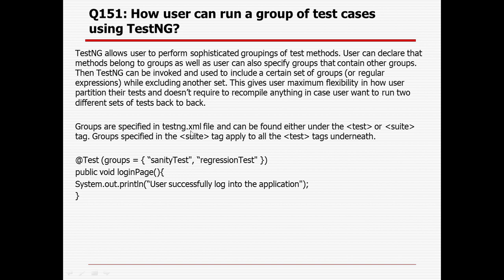Groups are specified in the testng.xml file and can be found either in the test or suite tag. Groups specified in the suite tag apply to all the test tags underneath, right? You already know that we can create groups and we can create another group under a single group. What is the annotation for creating a group? You need to use the @Test annotation with groups. In case you want to group multiple groups, you need to pass the group names. Under that, you create the methods and provide the method body. That's how you can run a group of test cases using the testng framework.